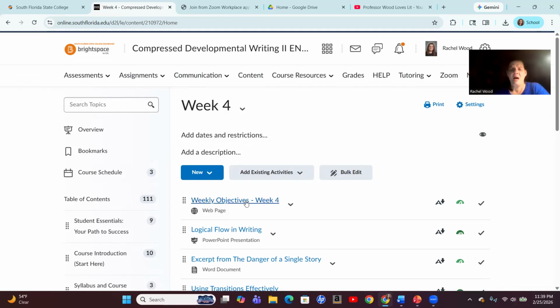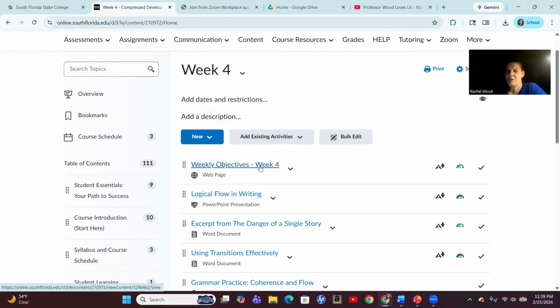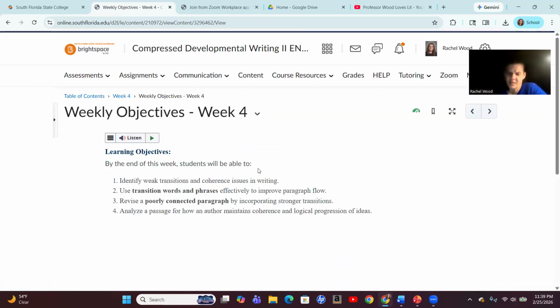With that being said, as we go into week 4, you see our weekly objectives for the week, and that is to identify weak transitions and coherence issues in writing, and to be able to effectively utilize transition words and phrases to improve paragraph flow, and to revise a poorly connected paragraph by incorporating stronger transitions, and to analyze a passage for how an author maintains coherence and logical progression of ideas. So those are our weekly objectives for week 4.